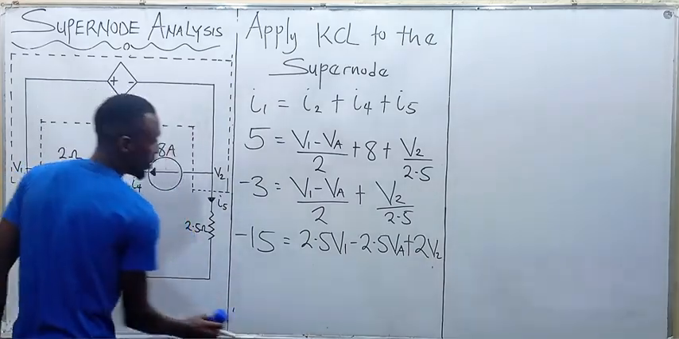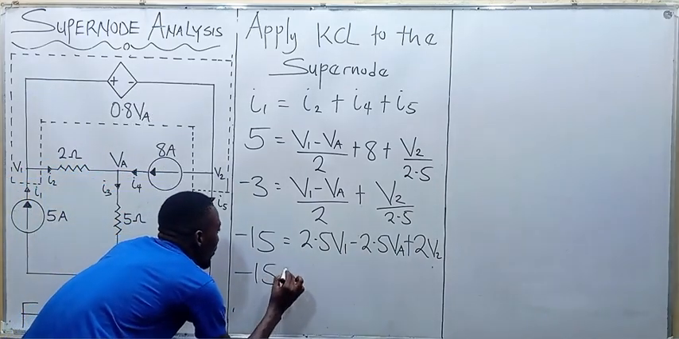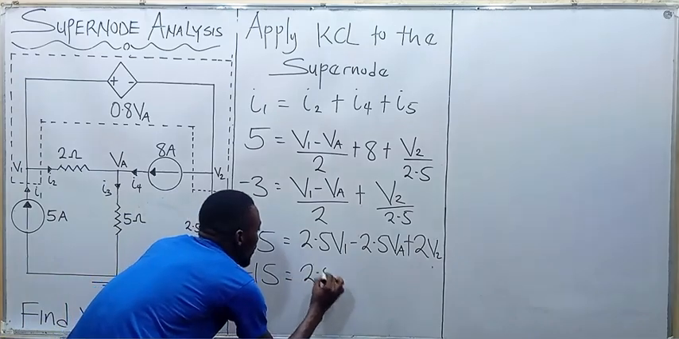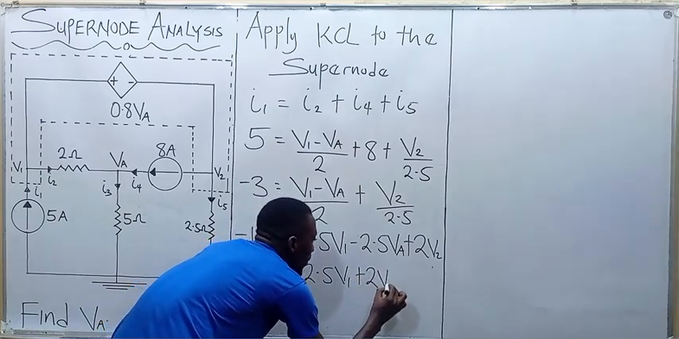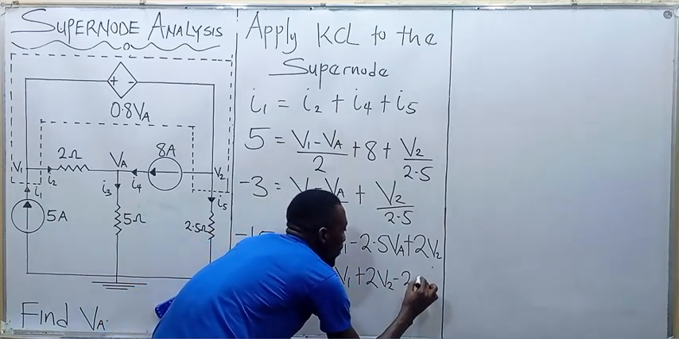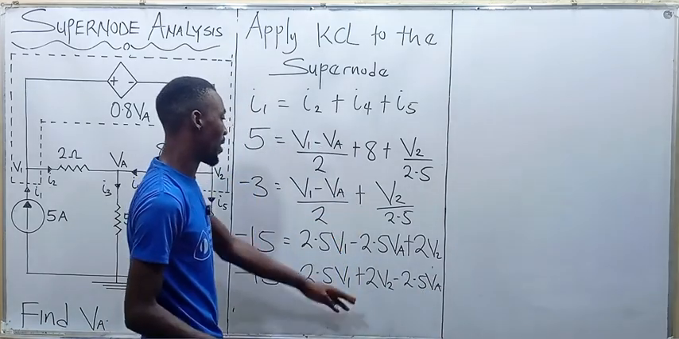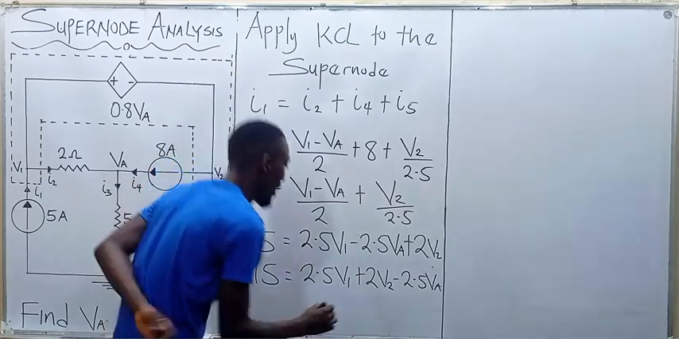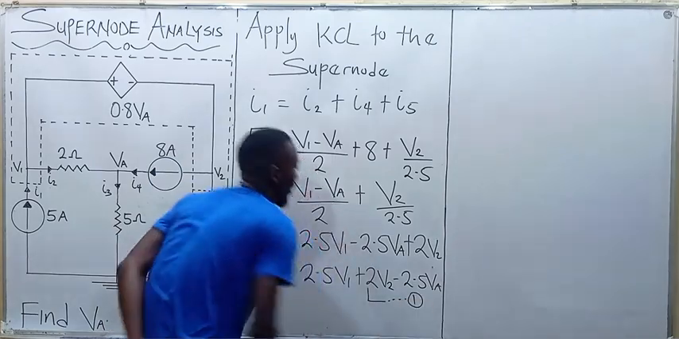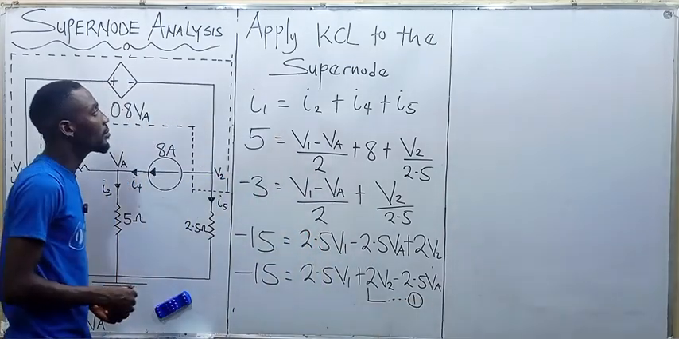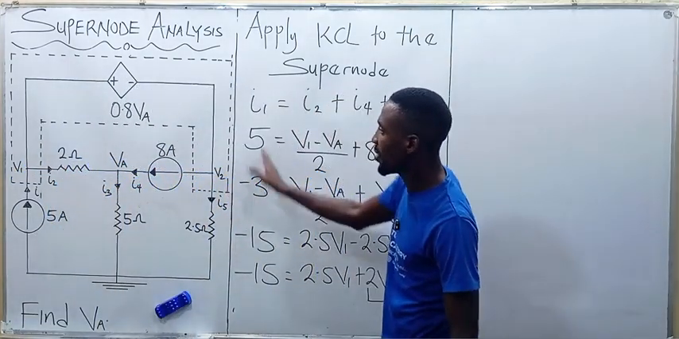All right. So let us arrange this very well. So minus 15 will be equals to 2.5 V1 plus 2 V2, then minus 2.5 VA. So this should be our equation number 1. So let's call this as equation number 1. All right. Now, the next thing we are going to do is this. We have dealt with our supernode.